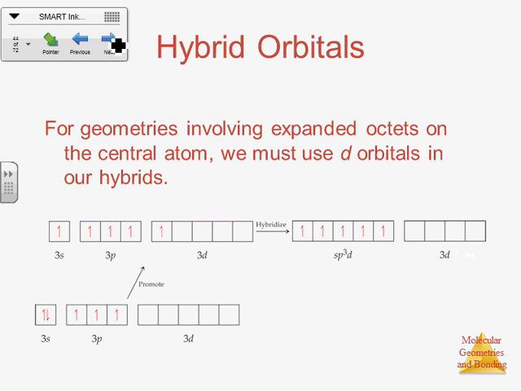Now, when we get to the expanded octets, then we've got to talk about d orbitals. And so we've got something here like, let's see, what is this? 3s, 3p, and a 3d.